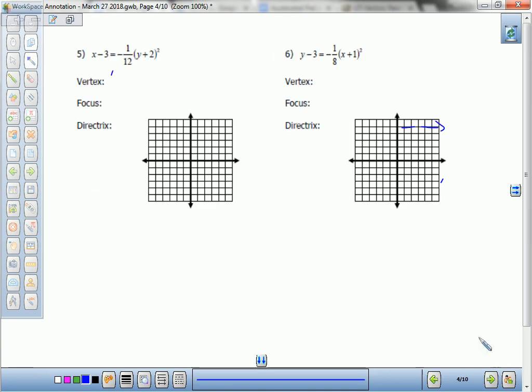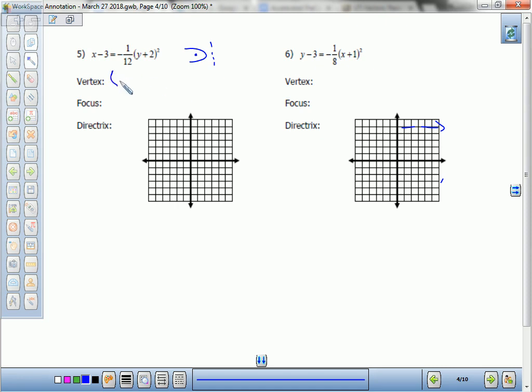All right. Number 5. This is x equals and negative. Which way is it going? Up, down, left, right? Left. So the focus has to be inside. The directrix has to be outside. So we know it's going to end up looking something like that.